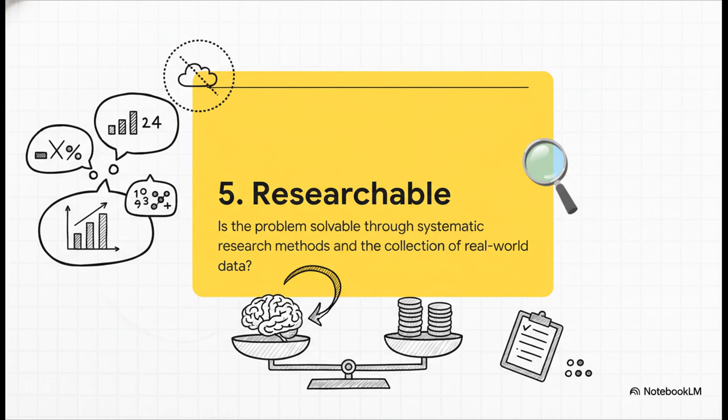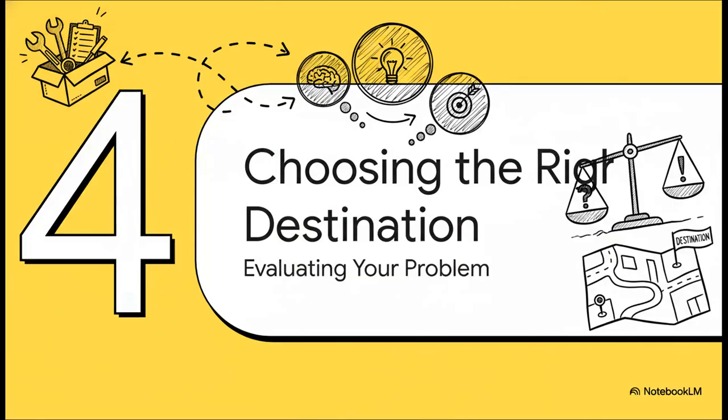And finally, number 5. Is your problem actually researchable? This just means, can you measure it? Can you collect data on it? Vague ideas or big philosophical questions are interesting, but if you can't observe them or quantify them somehow, you can't do a scientific study on them. You need something you can actually investigate. So there you have it.